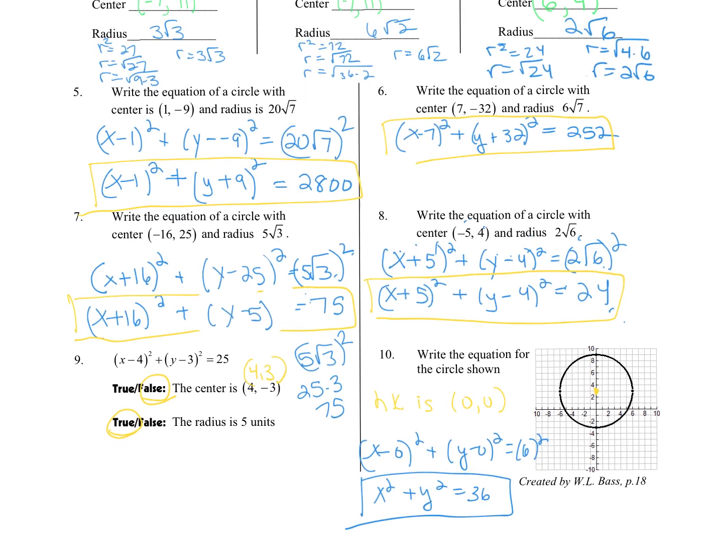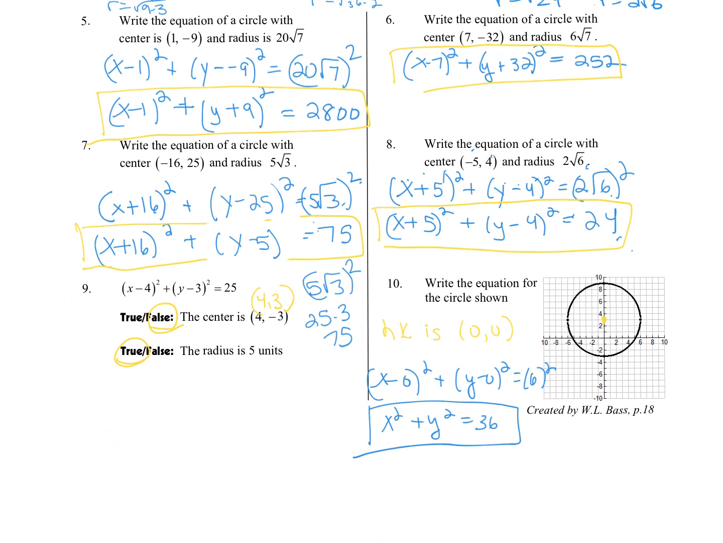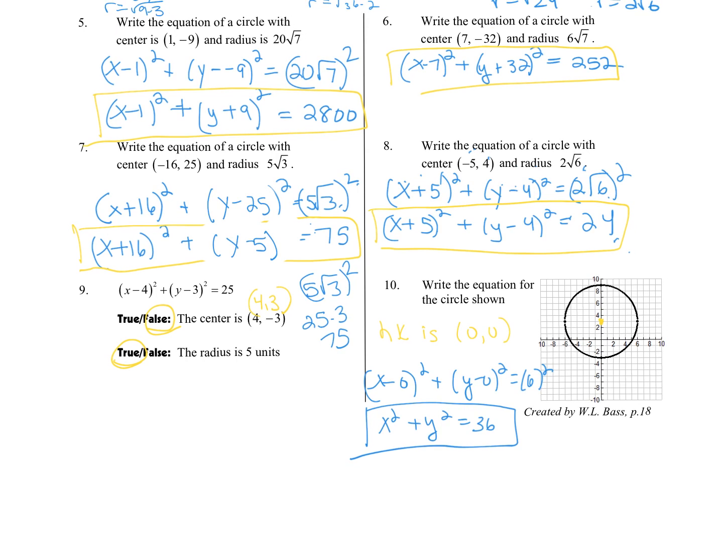Moving on to number 9, true and false problems here. If we look at this, the center is 4, negative 3. Well, if we look over here, x minus 4 and y minus 3, they would have to both be the positive coordinates 4, 3.